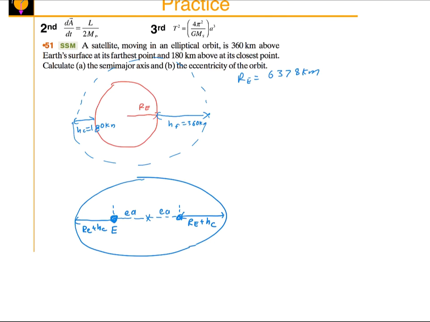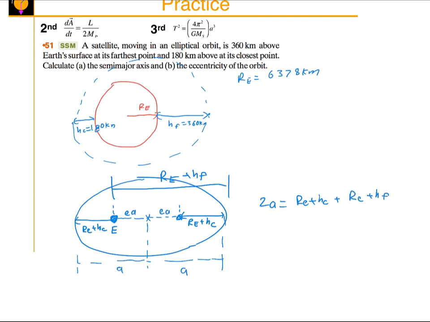Another thing to remember is that this distance from one end to the other is 2a. One way to calculate it is that the total distance from one end to the other is the sum of all those distances, right? So it's the radius of the Earth plus h closest plus, and so this distance here will be the radius of the Earth plus h farthest. So we just want to solve for a. So a is going to be equal to 2 times the radius of the Earth plus hc plus hf, all over 2. When I plug everything in, I get that the semi-major axis is 6.648 times 10 to the 6 meters. That's for the semi-major axis.